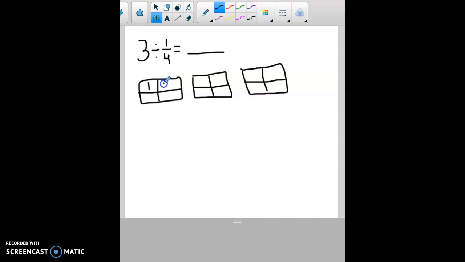Then we're going to count how many fourths there are. So there's 1, 2, 3, 4, ... 8, ... 12. So there's 12 pieces. So if you take 3 wholes and you divide the wholes into 1/4 pieces, you'll have 12 pieces.